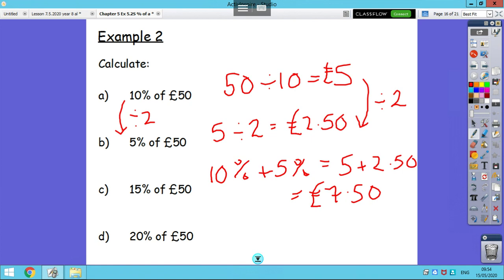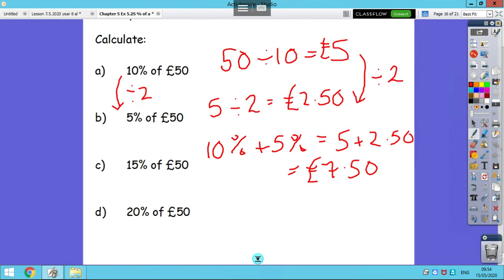And how would we find 20%? Well, we know our 10% is 5. So 20% has to be double that, which is 10. So our 20% is £10 because we just times it by 2. Okay, remember, if you need to go back over any of that, rewind the video, go back over it, absolutely fine.